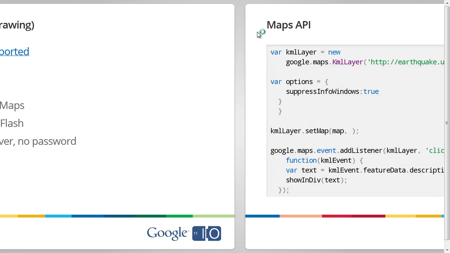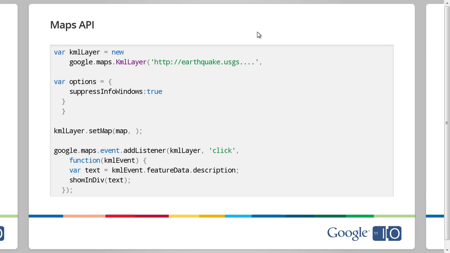Okay, I want to go back to the limitations in a second, but I wanted to show you the actual code since I actually talked about it. It's very simple. Here you've got this KML layer. You just create it, pass it a URL. Here I'm passing options to it, and here I have this suppress info window set to true, and I set it to the map. And this should actually have my options in there. It looks like that got left out.